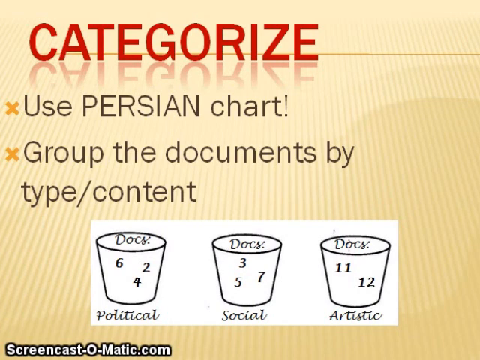That's just the first start. You don't have to really read the whole document. You can usually look at just the title, maybe a caption or something like that, and it can tell you. Or if it's a picture, that's obviously artistic. So we're going to group them first.